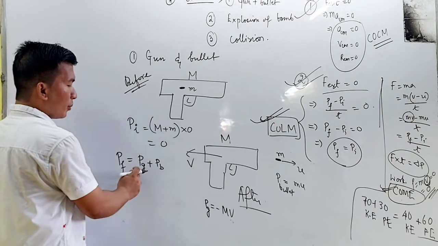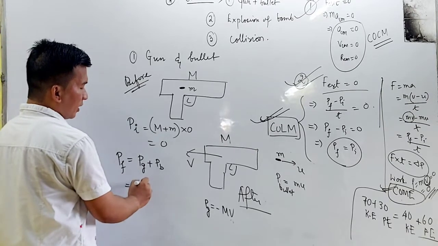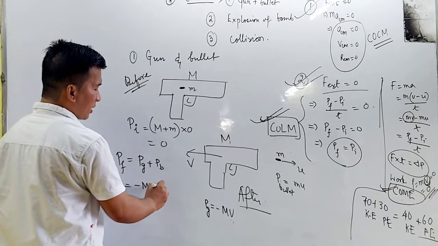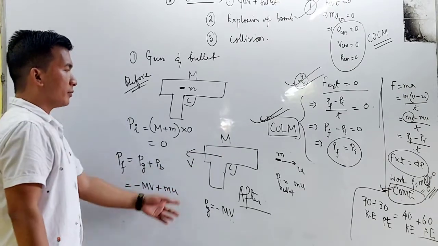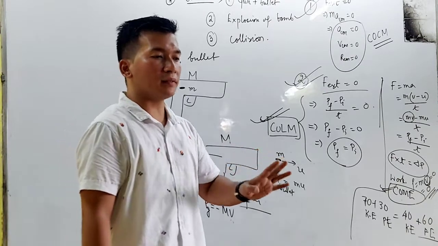Here, what is the momentum of the gun? Minus MV. Plus, what is the momentum of the bullet? Mu. Here, no confusion.